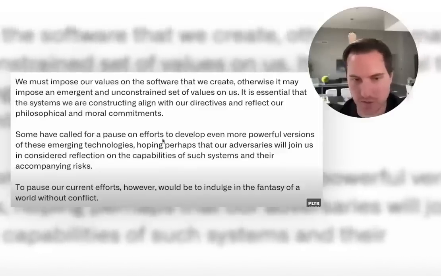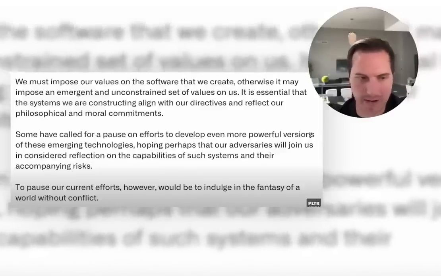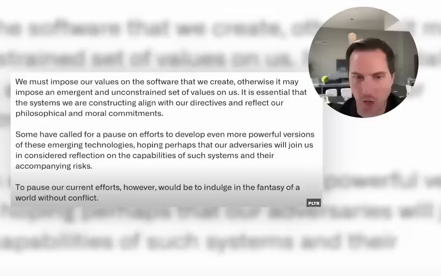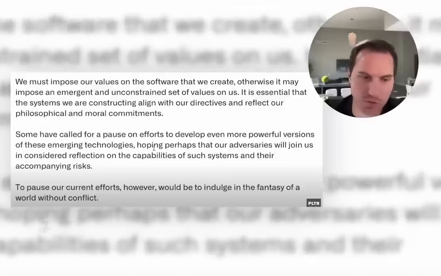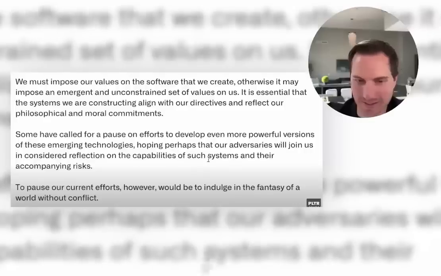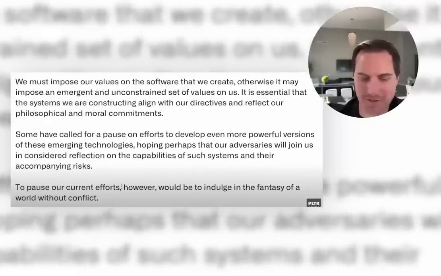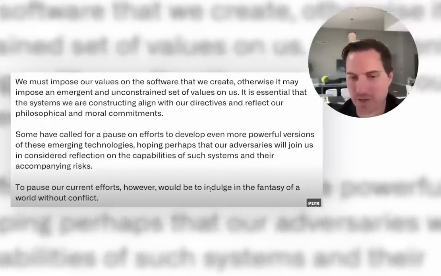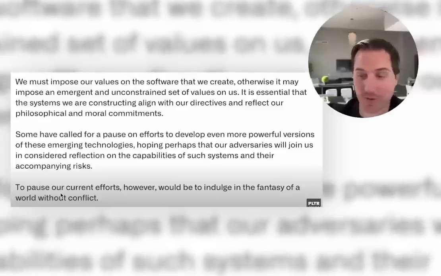Some have called for a pause on efforts to develop even more powerful versions of these emerging technologies, hoping perhaps that our adversaries will join us in considered reflection on the capabilities of such systems and their accompanying risks. To pause our current efforts, however, would be to indulge in the fantasy of a world without conflict.